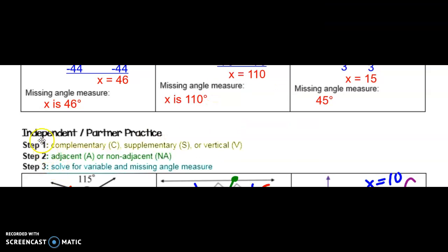Use this information in the video to try the independent practice. Our first step, we want to find if our angles are complementary, supplementary, or vertical. We also want to find if they are adjacent or non-adjacent. And lastly, we want to solve for the variable and missing angle measure. So each box should have 3 answers.